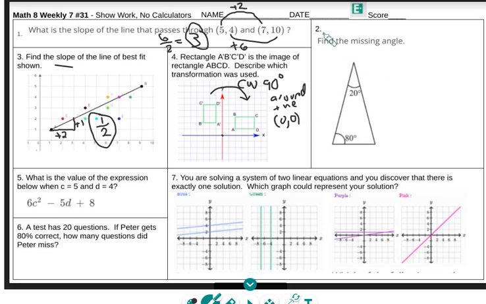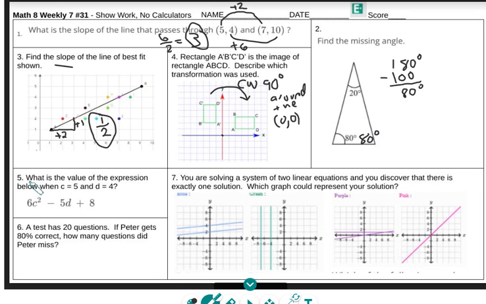Okay, over here, oops, I didn't see this was number 2. Let's get that one done. Find the missing angle. Okay, so we have 20 and 80. We know that a triangle is 180 degrees. So we have 20 plus 80, which is 100. We need to subtract 100 to find out what our remaining angle is. So that's going to give us 80 degrees. So this would also be 80 degrees.